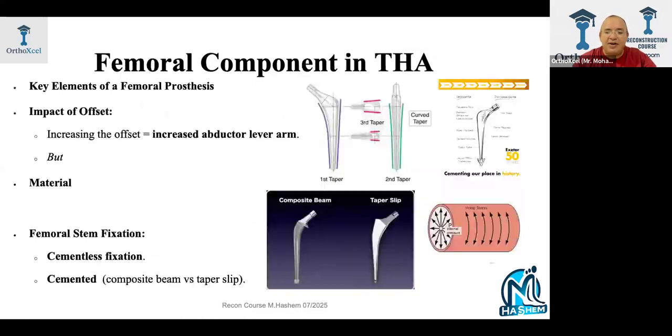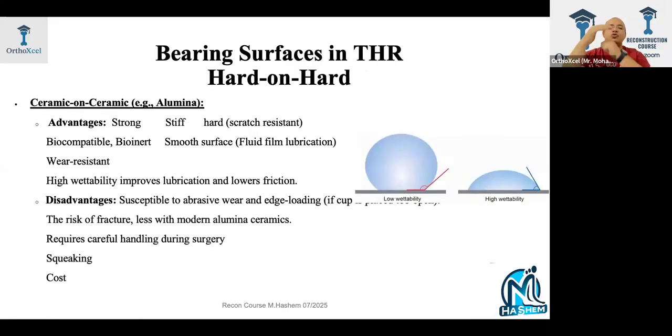So the options we have for the bearing surface, either hard on hard, and the two examples of this, ceramic on ceramic, or metal on metal. The other option is to have hard on soft, which will be ceramic on poly or metal on poly. And the commonest we're using now is hard on soft, which in most of our trusts and our institutes is metal on poly. Okay, so what are the benefits and risks, or what is the advantage and disadvantage of using hard on hard? And what's the advantage and disadvantage of using soft on hard? And if we're using hard on hard, what is the advantage and disadvantage of using ceramic on ceramic over metal on metal, or metal on metal over ceramic on ceramic?